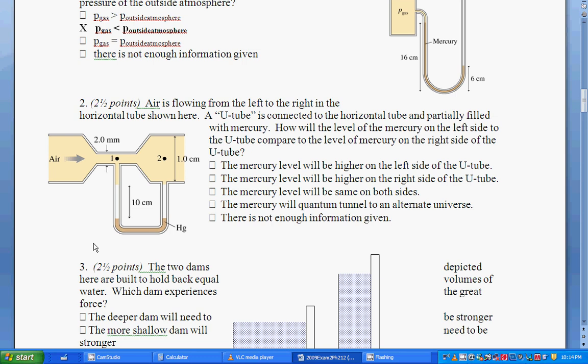At point 1, the air will be moving a lot faster than at point 2 because there is a smaller cross-sectional area for it to travel through. That means that at point 1, the air pressure will be less. The greater air pressure at 2 will therefore push down harder, which means that the mercury level will be higher on the left side of the U-tube.